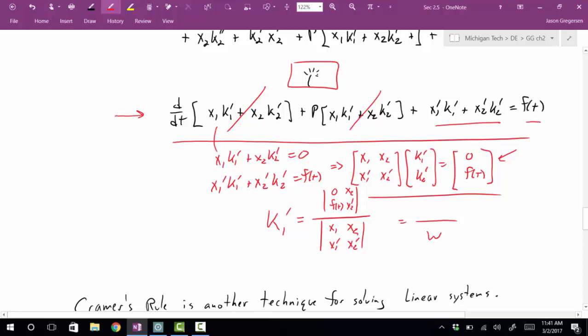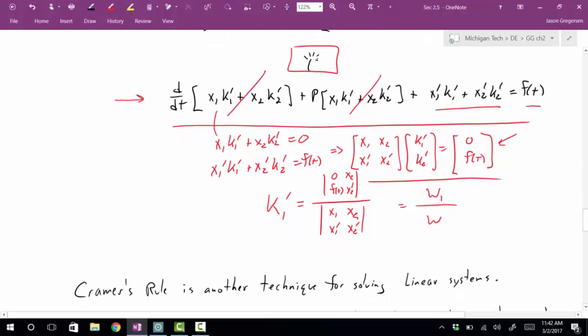Okay. Now that might be hard for me to remember, so I'm going to give that guy a name. It looks just like W, except the first column is different. I'm going to call that guy W1. It's going to be the Wronskian, except the first column is replaced by 0 on the right-hand side of the differential equation. And the reason is because of Cramer's rule. It's just using Cramer's rule to solve this little linear system.